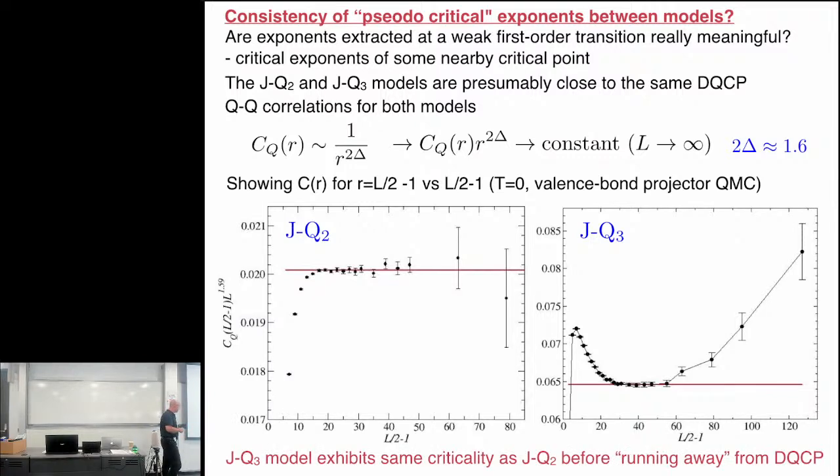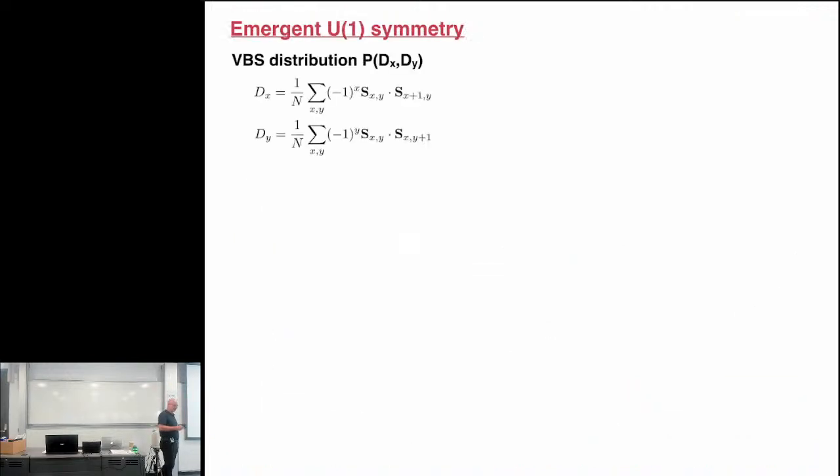So the claim is broadly that we have weak first order transitions. We can also have strong first order ones, but when we have weak ones, we get some universality in the exponents we calculate. So we believe that means there's an actual critical point nearby that we haven't quite reached that has those critical exponents.